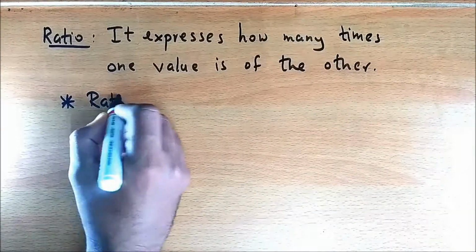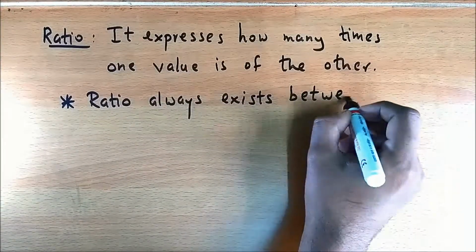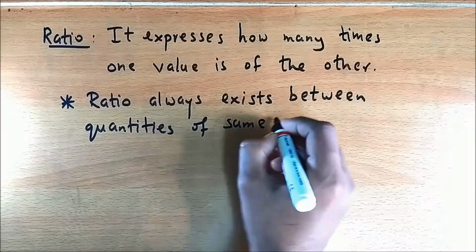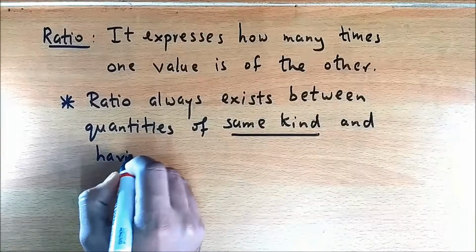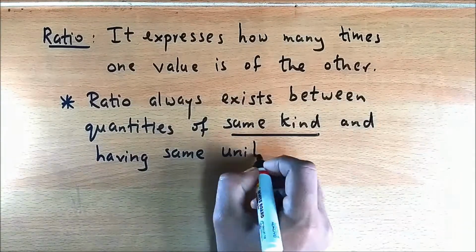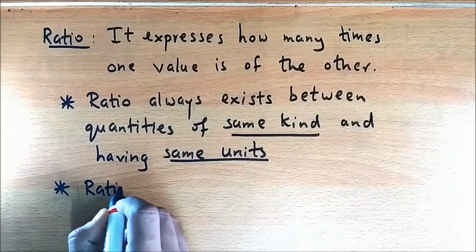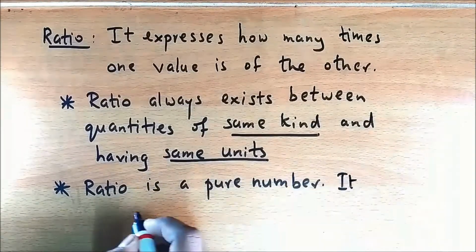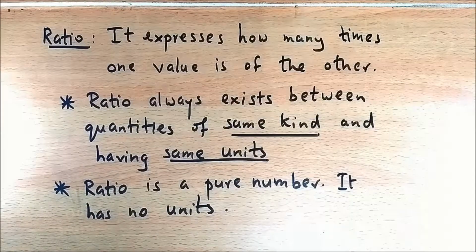Now, ratios always exist between quantities of the same kind. So you have ratios between two heights, two weights, but you cannot have ratios between height and weight. And also the units must be the same. So a ratio exists between quantities of the same kind and having the same units. Next, a ratio is a pure number and hence it has no units. Please remember this. Let's continue further now.